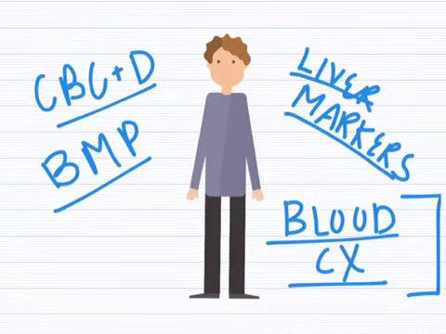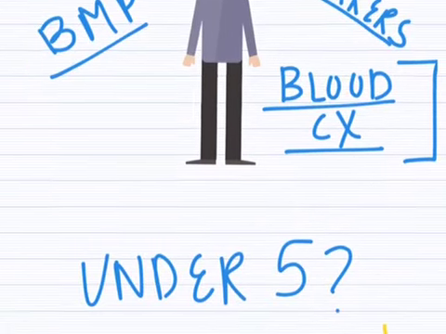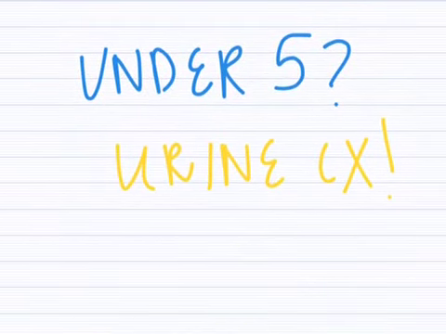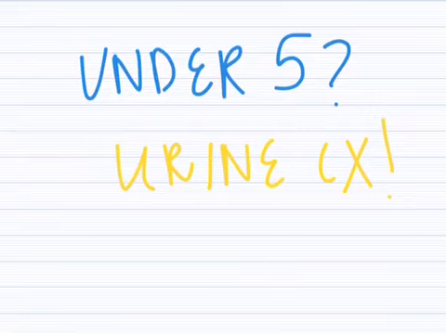Now, although there are not universal guidelines in terms of what lab work to get for these patients, some research does suggest also getting a CRP or a lactate, as these are markers of infection. And if the patient is under 5 years old, there is a general consensus to do urine testing as well, especially in girls who have a higher risk of developing a UTI.